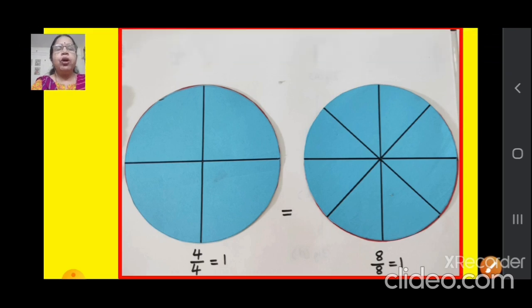Children, you perform both the activities and write the first part of the activity in your MATLAB notebook and stick the pictures. You will understand equivalent fractions properly by doing this activity.